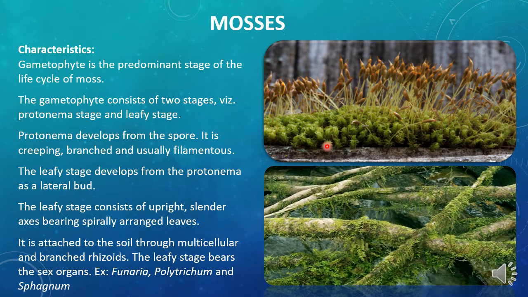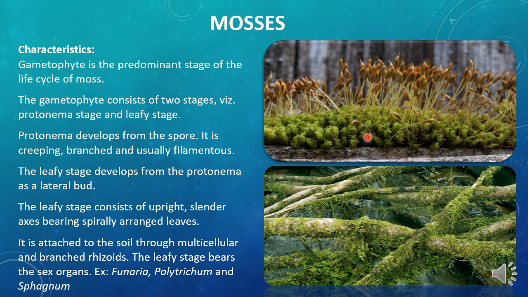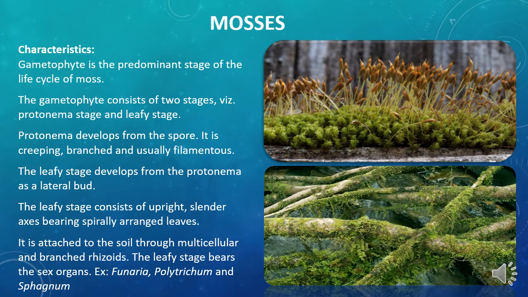The leafy stage bears the sex organs. The gametophyte leafy stage bears the sex organs, that is the antheridium and the archegonium. Examples of mosses are Funaria, Polytrichum and Sphagnum. So this part is the sporophyte. This is the sporophyte part, and this is the gametophyte part. The green structure is the gametophyte, and this is the sporophyte, which is a capsule.